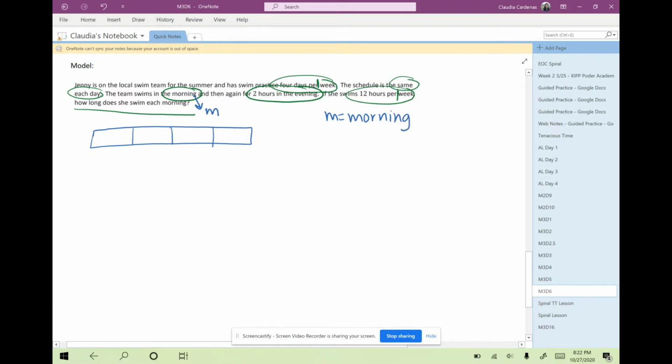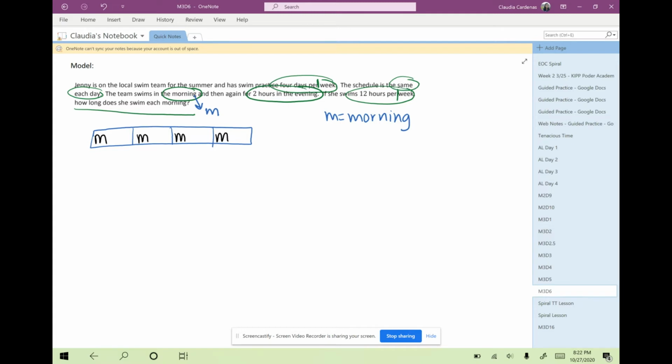So they swim every day in the morning, and I'm going to put that into our tape diagram. So let's use a different color. They swim morning hours on each of the 4 days. Well, if we don't know the morning hours, but we do know that they swim 2 hours in the evening, how can we show that in our tape diagram?